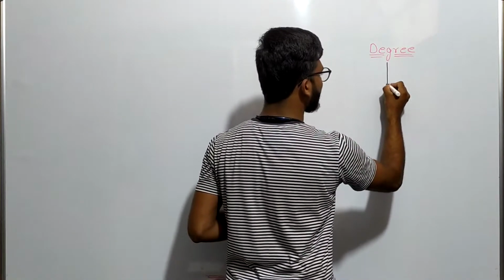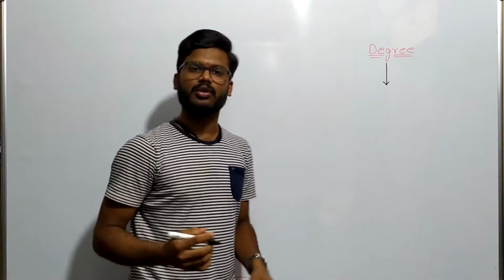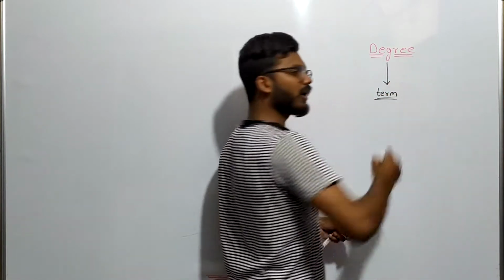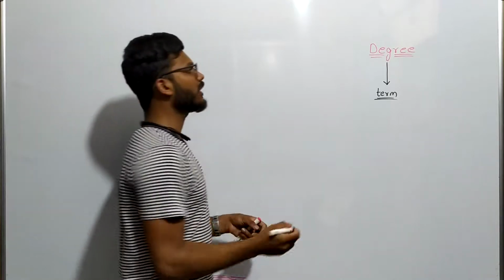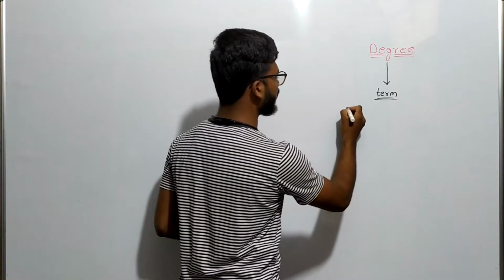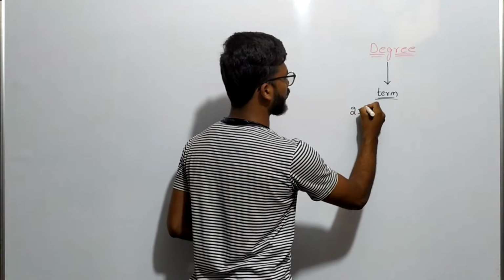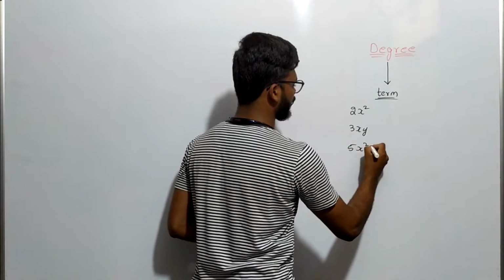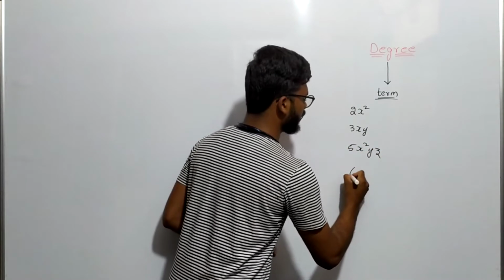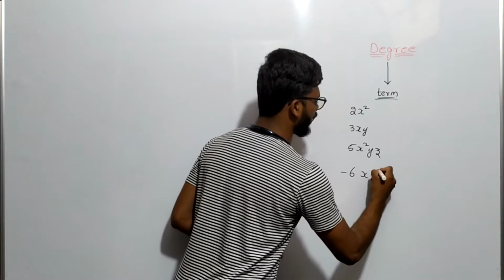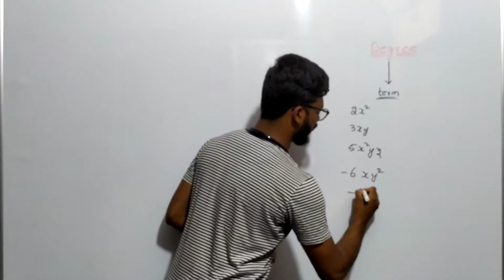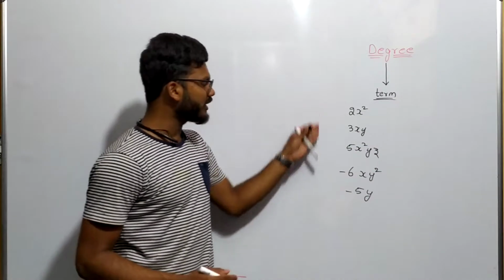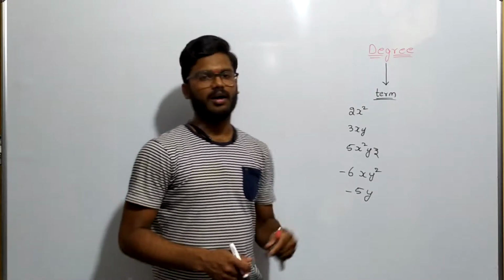But before going to find the degree of an expression, first we have to know what is meant by degree of a term. In algebra, what is the degree of a term? Suppose I am writing some terms here. Observe here: 2x square, 3xy, 5x square yz, 6, minus 6xy square, or minus 5y. Here these are terms, right? You can call these a single term of an algebra.